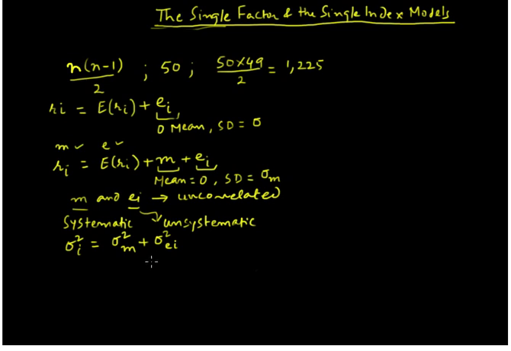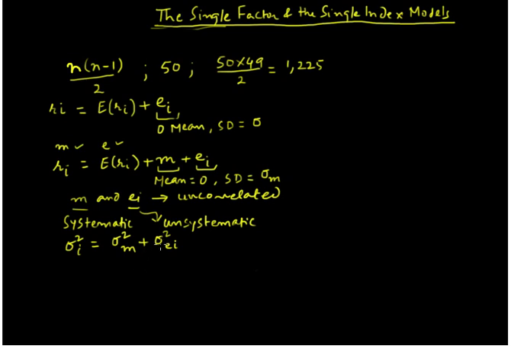It is also important to keep in mind that since M is the common factor, it is going to be correlated with all securities. e, on the other hand, is assumed to be uncorrelated across firms because it is firm specific.